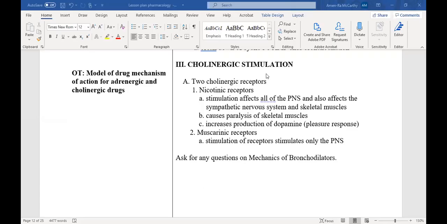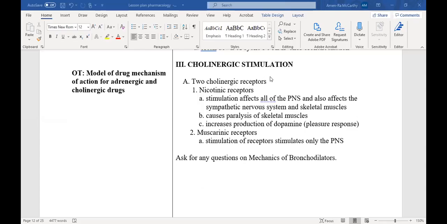The muscarinic receptors, the stimulation of these receptors stimulates only the PNS. So you won't have to know which one from the other too much on those. Just know that the cholinergic stimulation causes bronchoconstriction, and that's what we want to block, okay? So if we want to block that, we have to have an anticholinergic drug, okay?